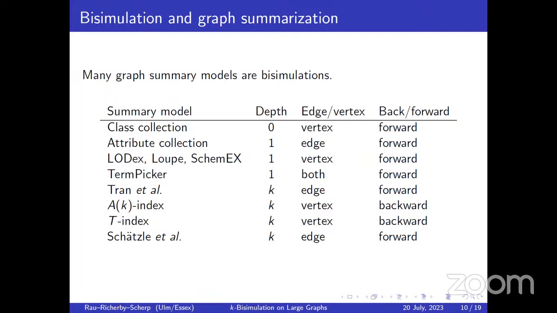Various other ones, just to note here that the LODX loop and SchemeX look exactly the same in this world. That's because I've missed off some details that do make them different. Basically, they differ in what you do after you've computed the bisimulation. Here's an example term picker that uses both edge and vertex labels.